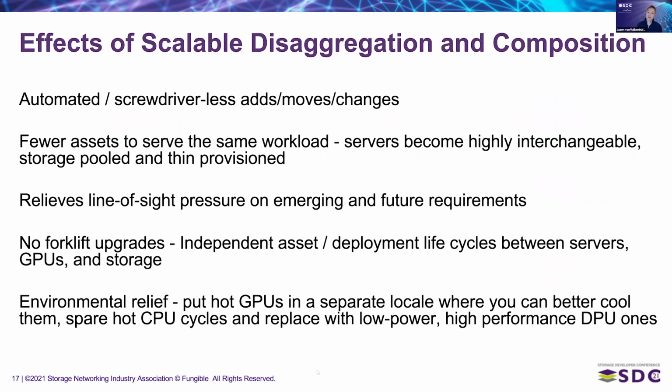So what are the effects of scalable disaggregation and composition, right? And I'm saying scalable because I mean beyond rack scale. Well, obviously, we're talking about no screwdrivers for adds, moves, and changes. That's a given, right? But what we're really talking about is once you're able to pool these resources and drive a certain amount of dynamism in how you allocate them and shift resources around in your data center, you're able to use fewer assets to serve the same workload, right? You're thin provisioning storage and not having to use as much in terms of addressing that local NVMe problem.